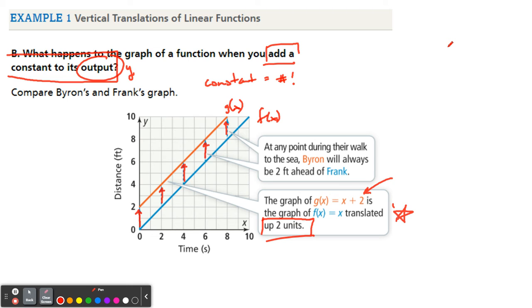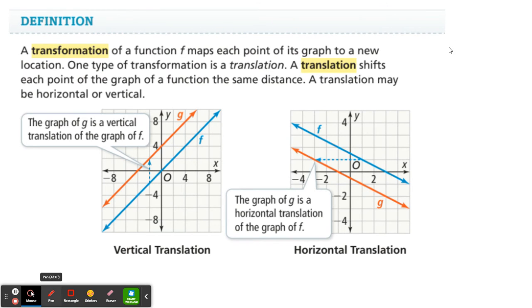All right, so let's generalize it right here. A transformation of a function f maps each point on its graph to a new location. So that's what a transformation is, just a movement, right? One type is called a translation. That's what we just talked about. A translation shifts each point of the graph the same distance, and it may be horizontal or vertical.